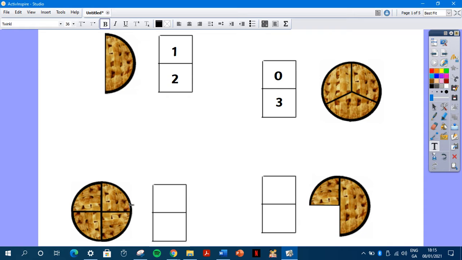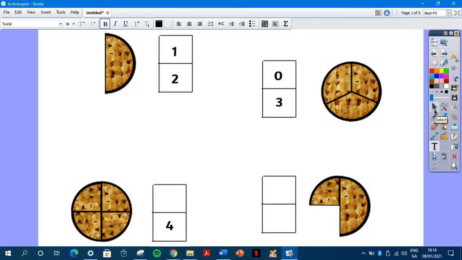Now for this pie down here, let's see how much I ate. So how many pieces are there altogether? There's 1, 2, 3, 4. So there's 4 pieces altogether, and we put our 4 as our denominator. So we put 4 down there.